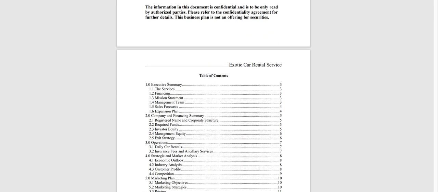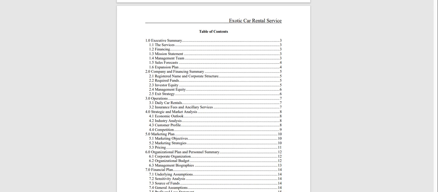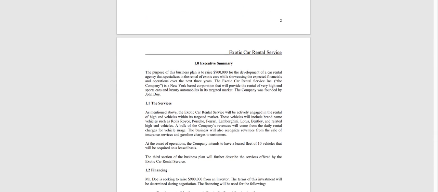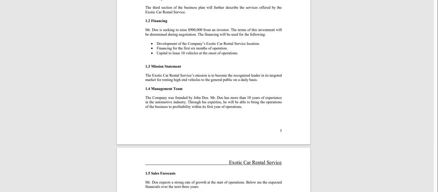Hello, and thank you very much for taking a look at our business plan specific for an exotic car rental service. Very quickly, I'll go through the document and I'll show you the financial model. It has an automated table of contents, so as you add content, these page numbers will automatically adjust for you. It starts with the executive summary outlining the operations of the business.